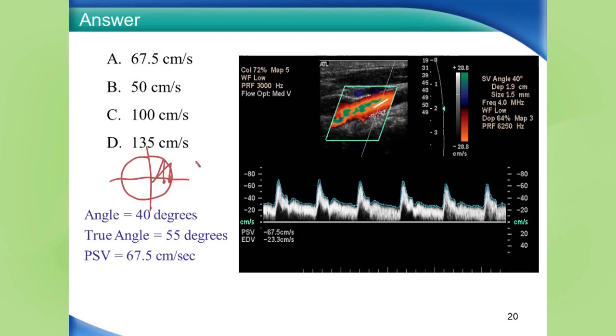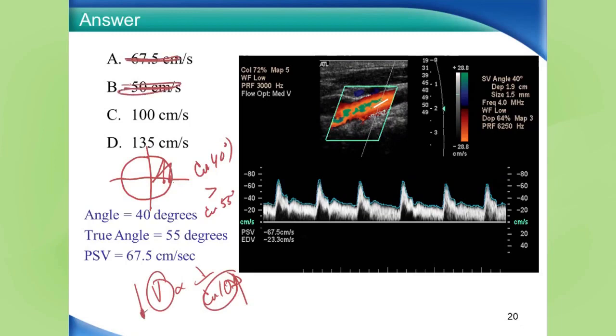Well, the cosine of 40 degrees is bigger than the cosine of 55 degrees. And remember what I told you to remember? The velocity that we tell you is related inversely to the cosine of the angle. So if I used the cosine of 40 degrees, a bigger number, I divided by a bigger number than I should have, which means the velocity I told you is smaller than it should be. So the answer has to be bigger than 67.5. It can't be 50. So now the question is, is it 100 or 135?